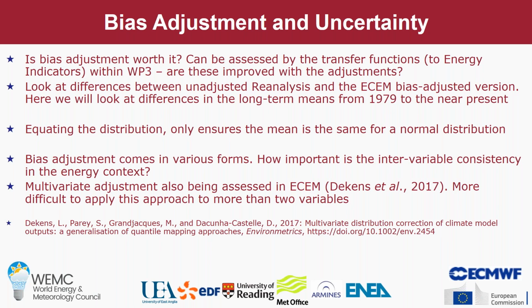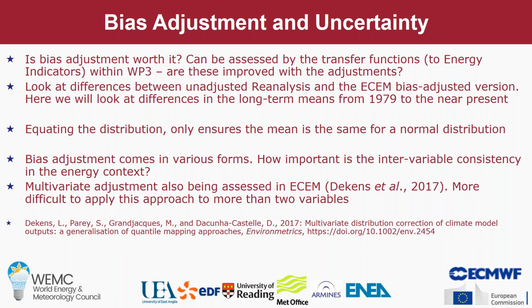Bias adjustment comes in a number of forms in the scientific literature, and one of the issues that's discussed a lot is whether you need to bias adjust variables independently of each other. So obviously, variables like temperature and sunshine and radiation are related. So can you do one without doing the other?